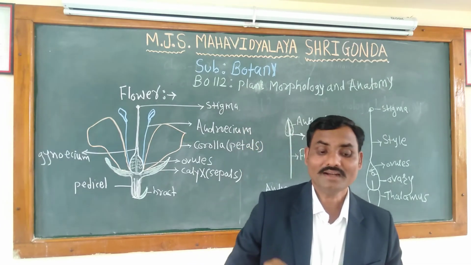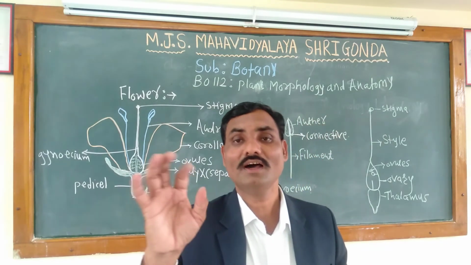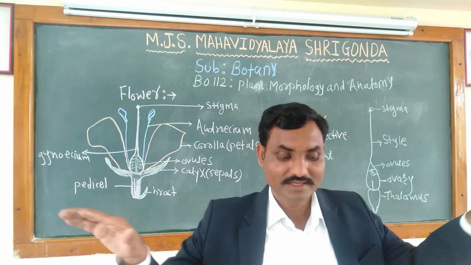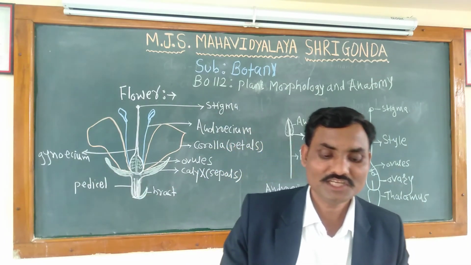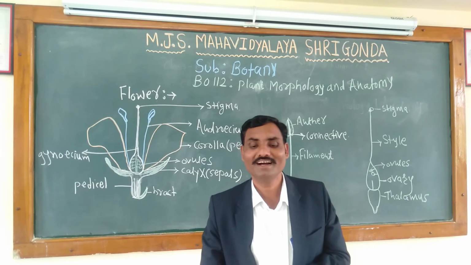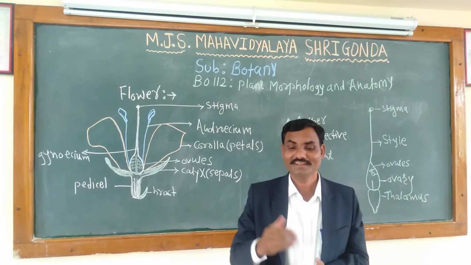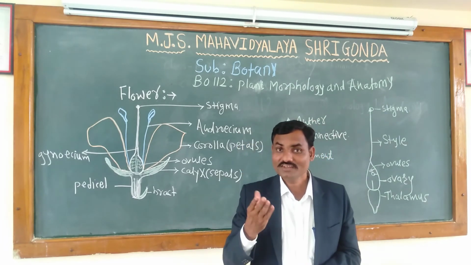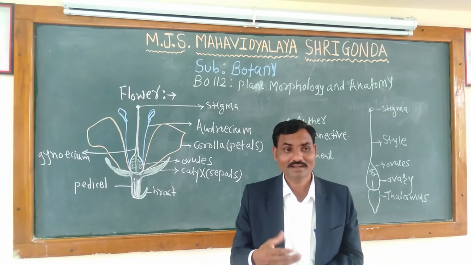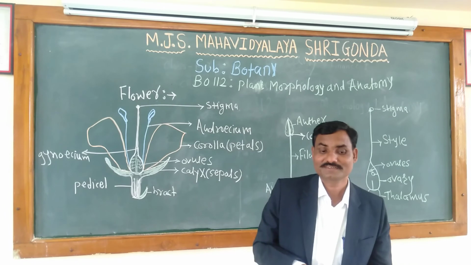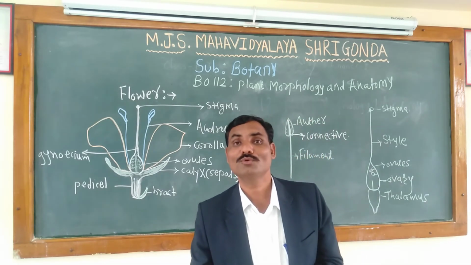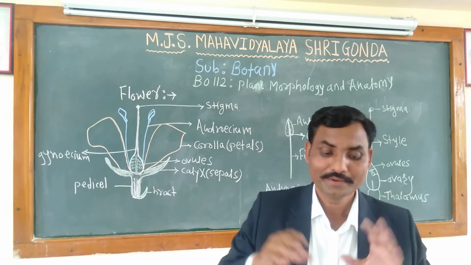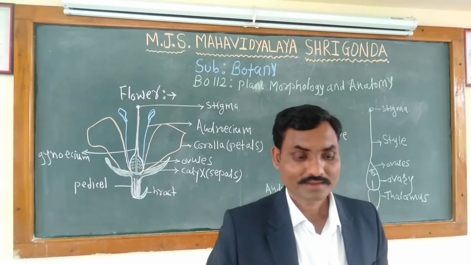There are some plants where calyx and corolla are not distinguished separately, and the floral leaves are called perianth. For example, ricinus, आपण त्याला कॅस्टर म्हणतो. Then polyanthus and tuberose, where perianth is present.